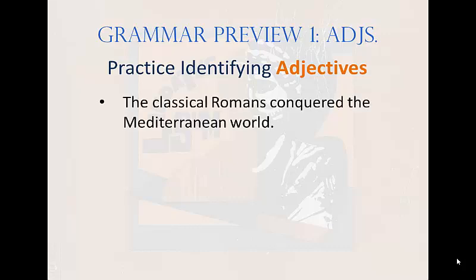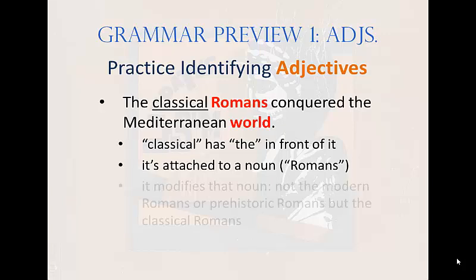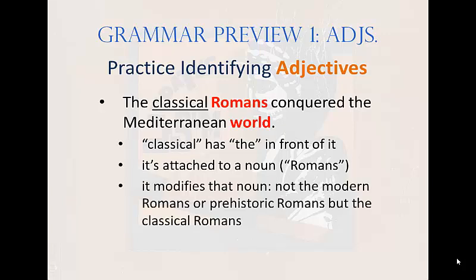The classical Romans conquered the Mediterranean world. This is a variation on the sentence in which we already identified the nouns. Do you remember what words were nouns here? That's right, Romans and world. Now let's look for adjectives. What about classical? Well, it has the in front of it, it's attached to a noun, Romans, and it modifies that noun. It tells you what sort of Romans. Not the modern Romans, the ones who are alive today, not prehistoric Romans, who lived before we have historical records of humans inhabiting Rome, but the classical Romans, who lived during the age when ancient Rome rose to power. So classical is an adjective. We'll color it orange, as we will all adjectives.